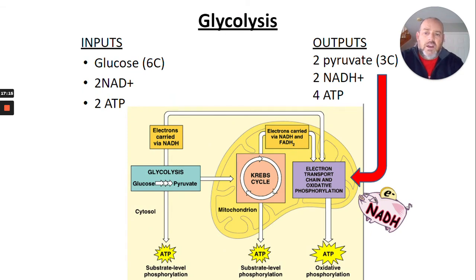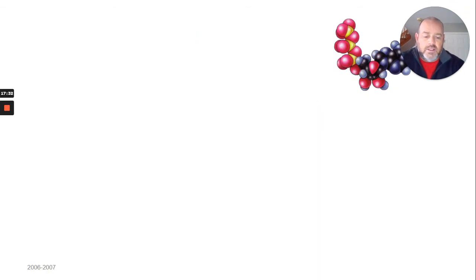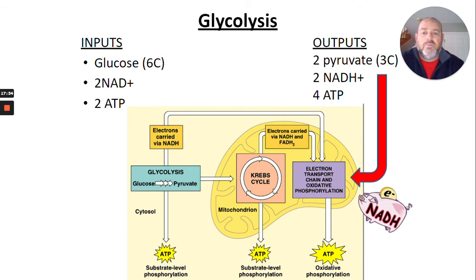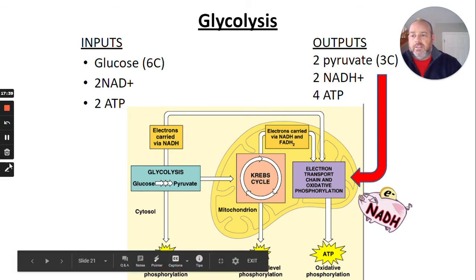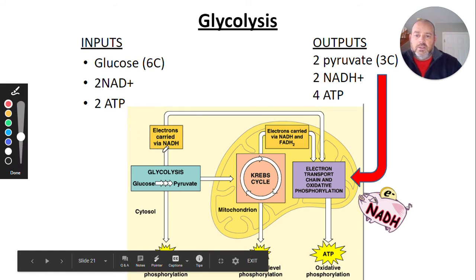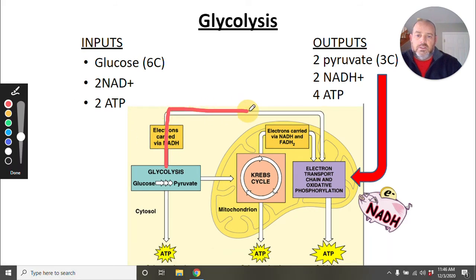So again, a little overview of glycolysis. You have your inputs: your glucose, your NAD plus, and your 2 ATP. On your outputs you get your 2, 2, and 2: your 2 pyruvate, your 2 NADH, and your 4 ATP. The electrons down there in the piggy bank are going to be saved for later. You can see that bar that leaves the glycolysis part here. So here is where we're going to use the NADH much later on down here in the electron transport chain.